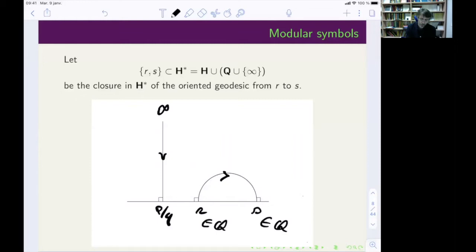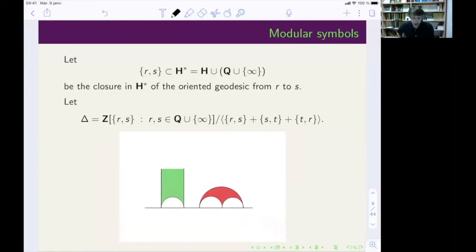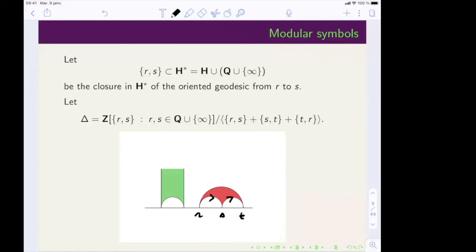And this will be almost what I will call a modular symbol. So what will be exactly a modular symbol? I take the closure of such a geodesic that goes from one rational to another. But I will consider this abelian group delta, generated by all these pairs, these geodesic lines, but subject to the triangle relation, meaning that if you have, let's say, three rationals R, S, T, the geodesic from R to S plus the geodesic from S to T plus the geodesic from T to R, because they bound a triangle, the sum will be zero in the abelian group delta.